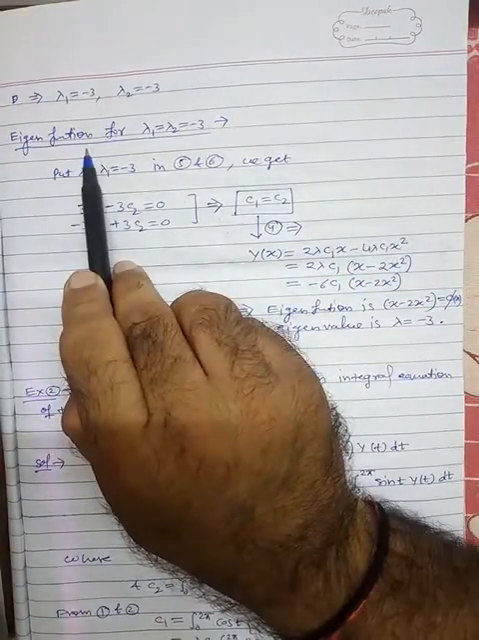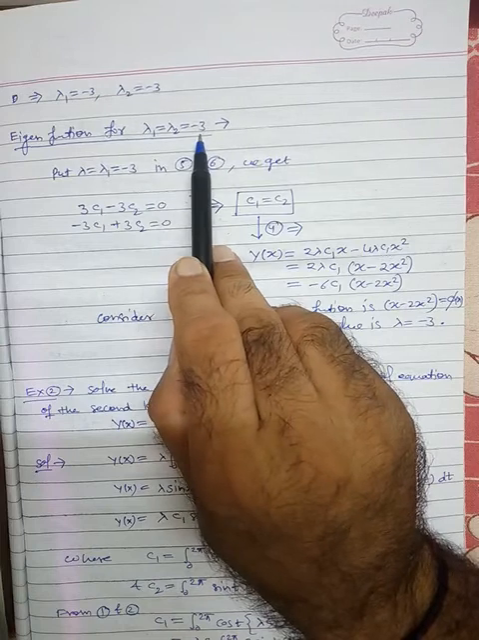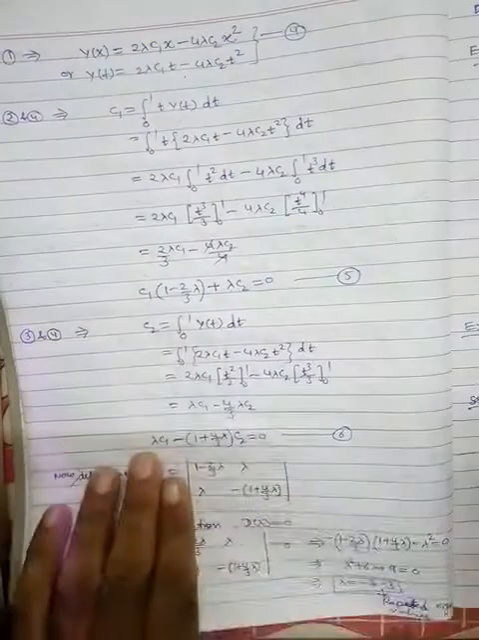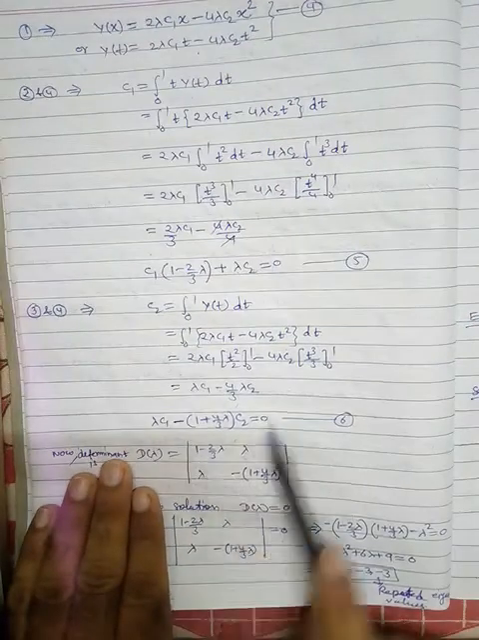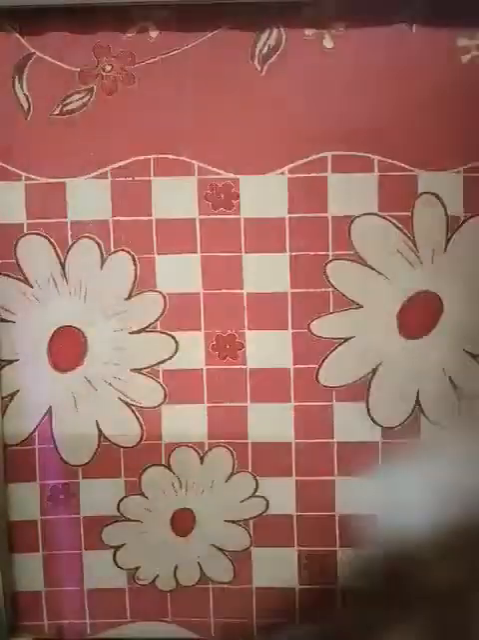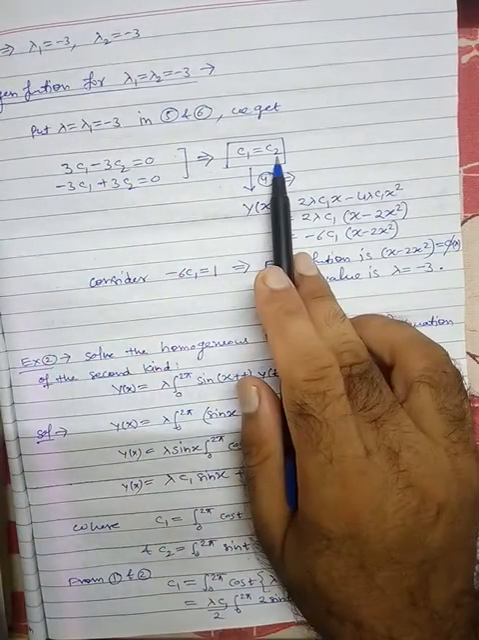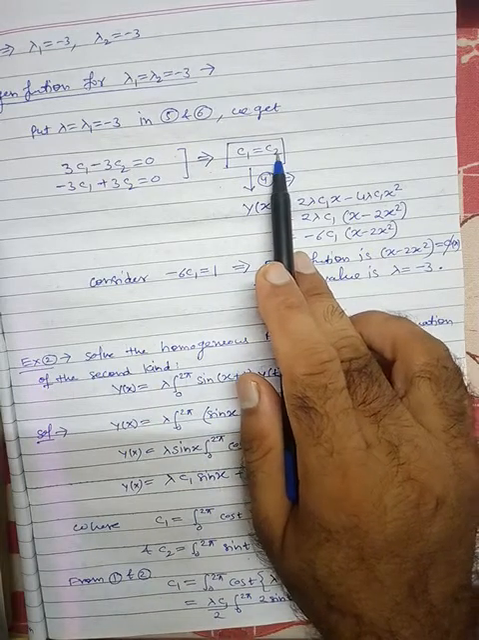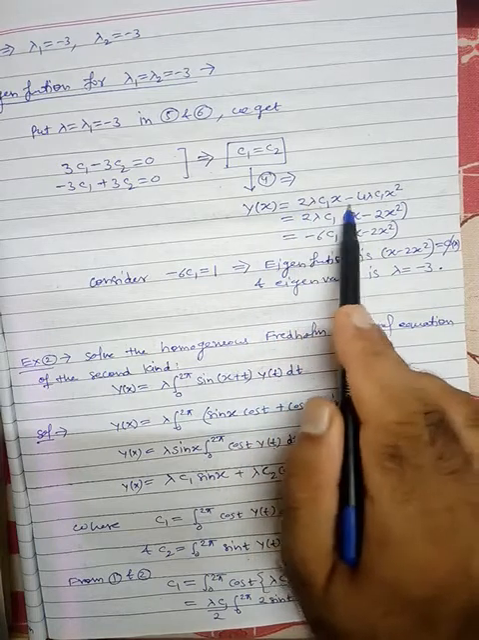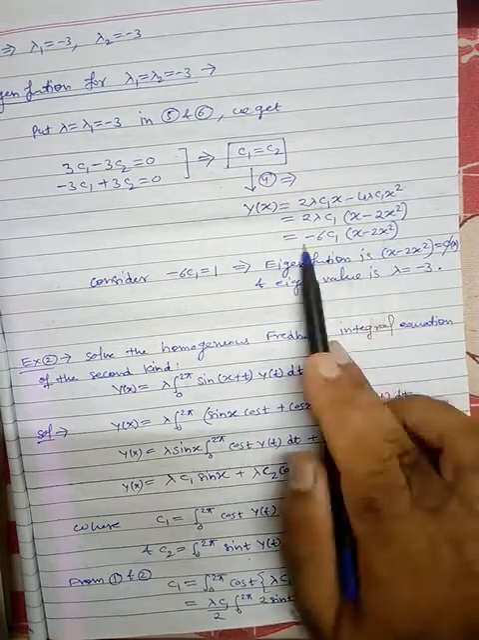Now find the eigenfunction. So put lambda1 equal to lambda2 equal to minus 3 in equations number 5 and 6, in these equations, here and here. Put lambda equal to minus 3 here, so we get these equations. Solve these two equations, and we get c1 equal to c2. Fine. Now equation number 4 implies y(x) equals 2 lambda c1 x minus 4 lambda c1 x square. Put c1 equal to c2 here, so we get this equation.